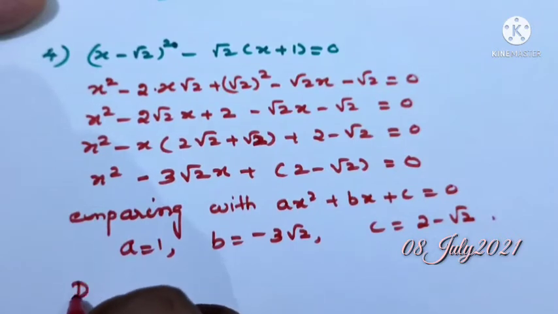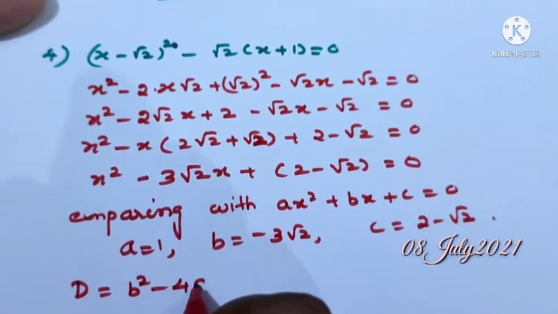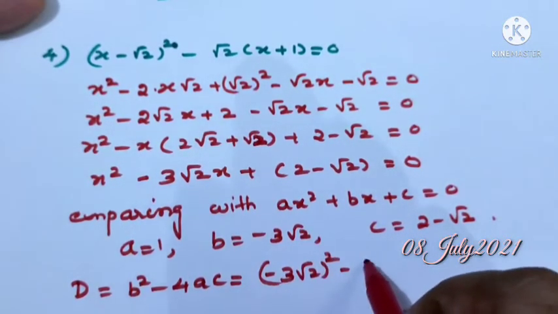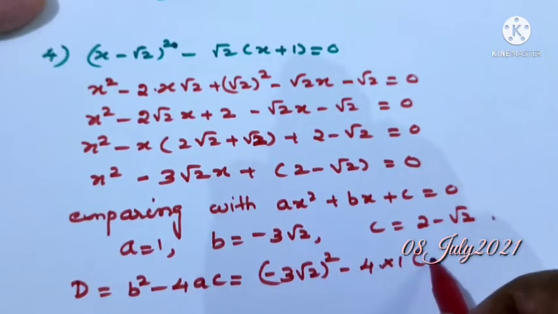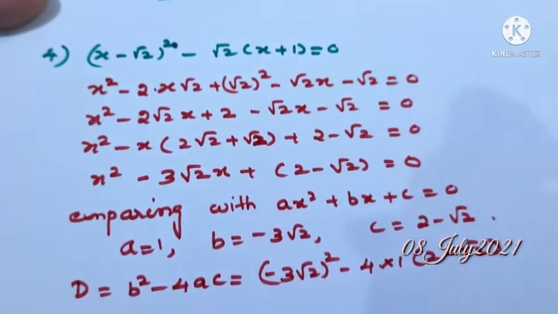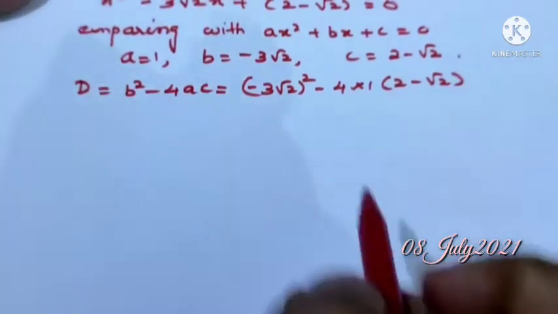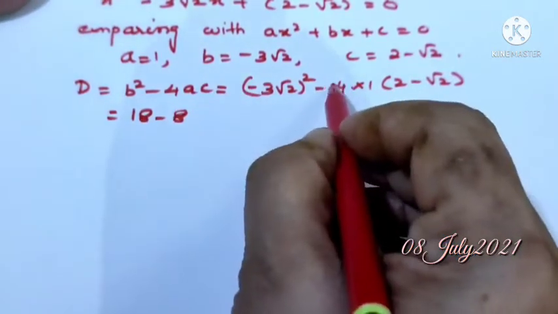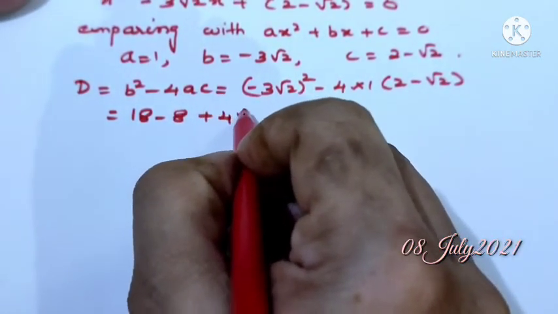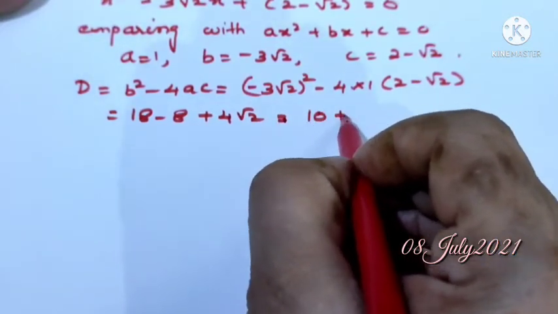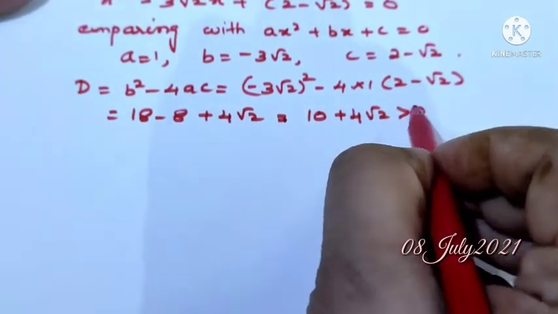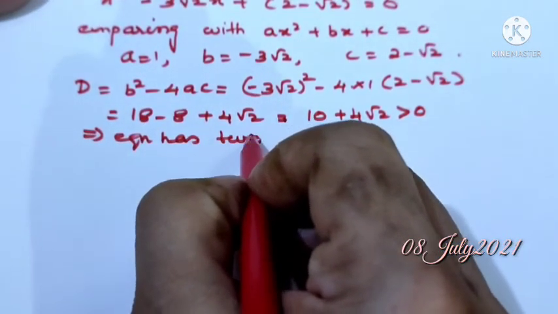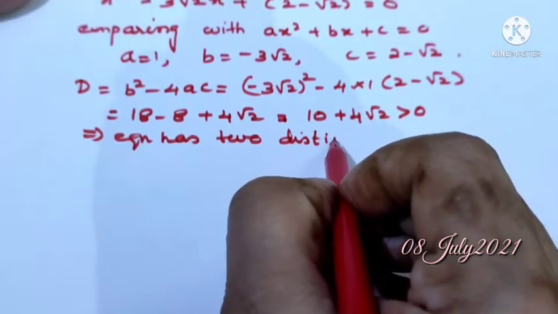So discriminant D equal to b square minus 4ac, minus 3 root 2 whole square minus 4 into 1 into (2 minus root 2). 3 square is 9, 9 into 2 is 18, minus 8 plus 4 root 2. So 10 plus 4 root 2, definitely it is greater than 0. This implies the equation has two distinct real roots.